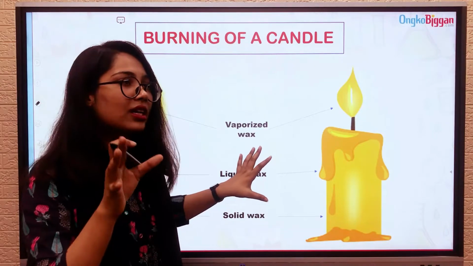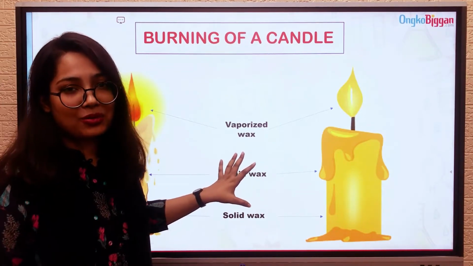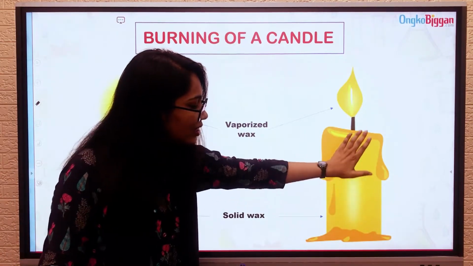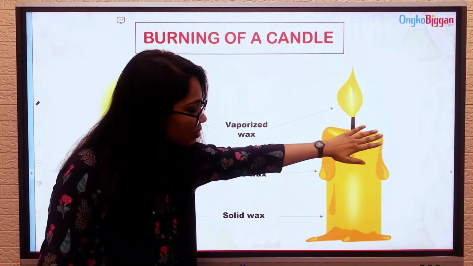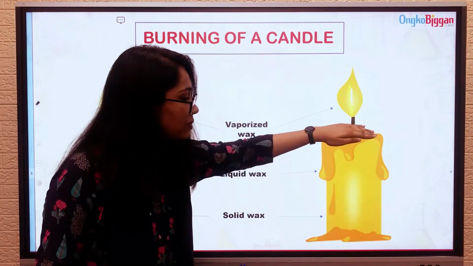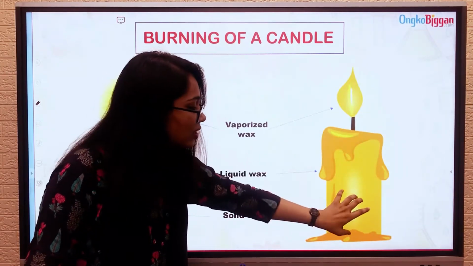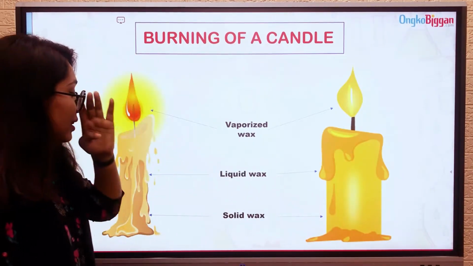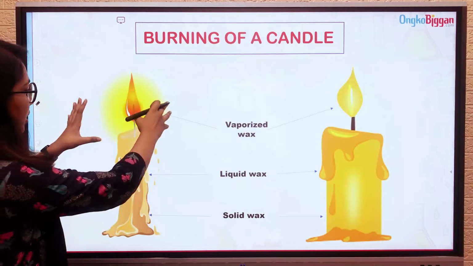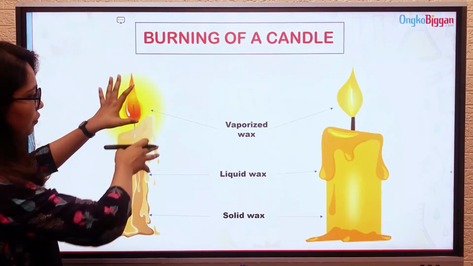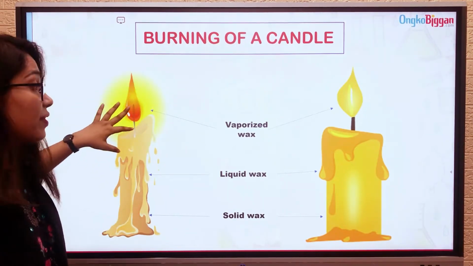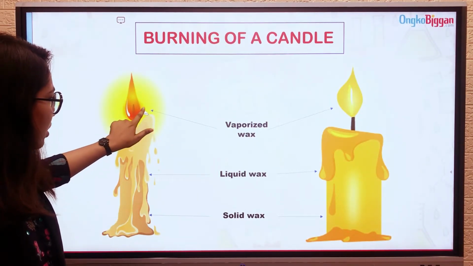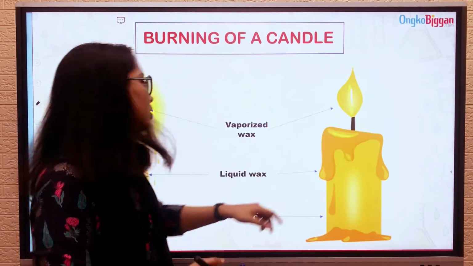You have seen candles burning in your house multiple times, right? You have seen that it doesn't melt entirely at the same time. It melts slowly. So the solid state is present until it totally finishes up, and then around the fire or the flame, we have vaporized wax.